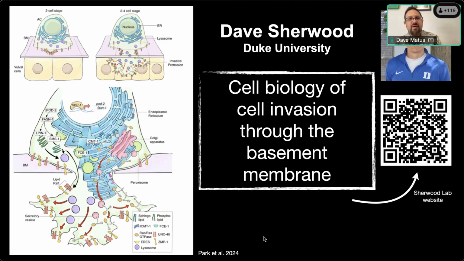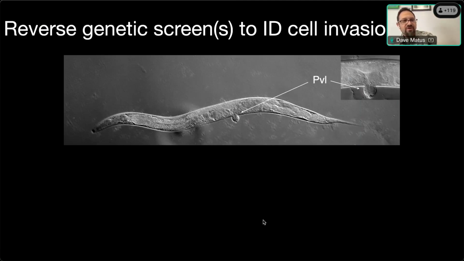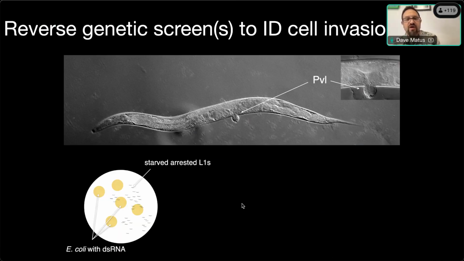When I was a postdoc in Dave's lab, I took advantage of one of the many strengths of C. elegans as a genetic model organism, and that is that I did lots of screens. And so I did two main reverse genetic screens using RNAi. As Dave Reiner mentioned, we can just plate out double-stranded RNA in bacteria and feed our worms. And so this enables us to do medium to high throughput screens.